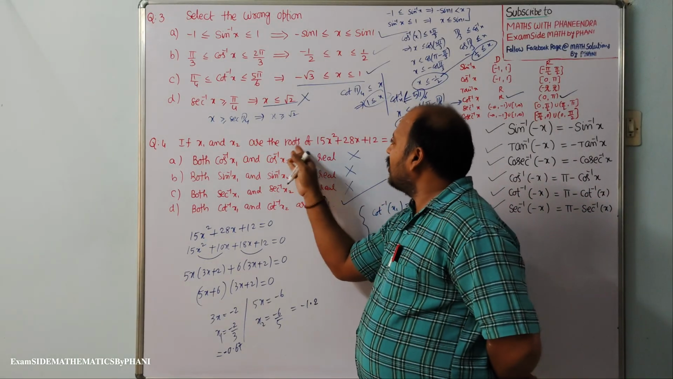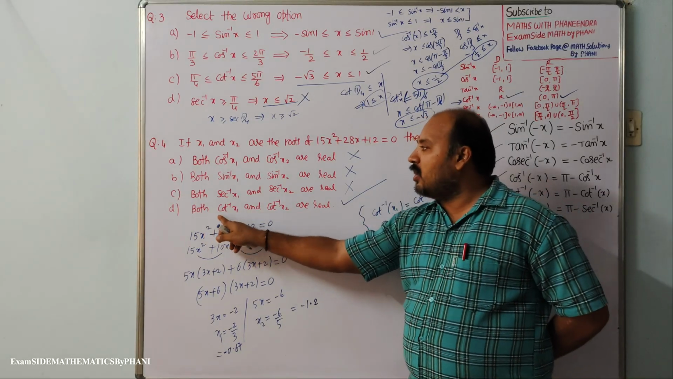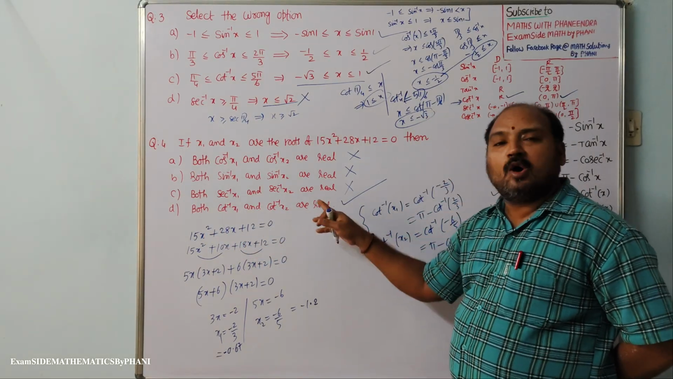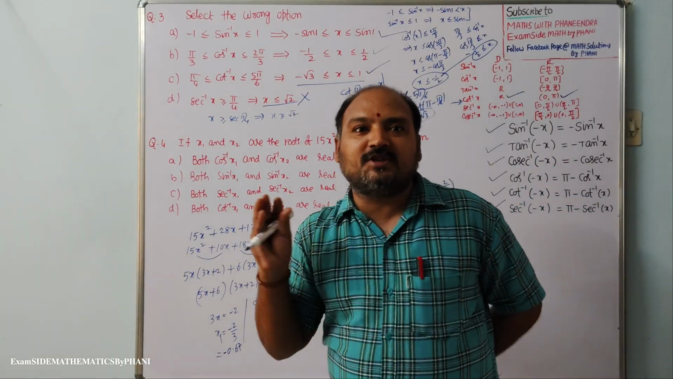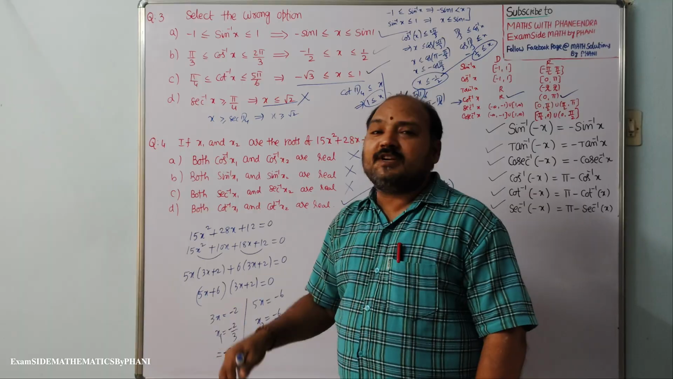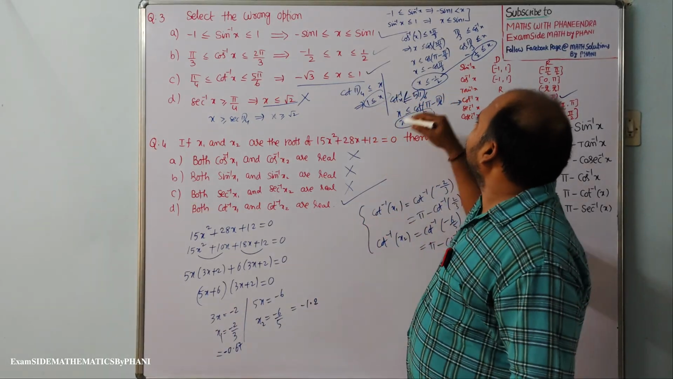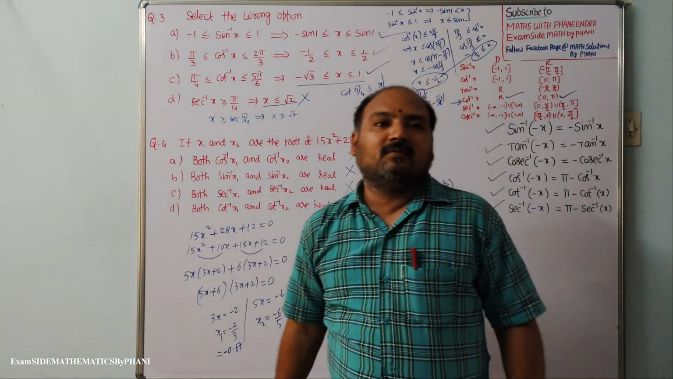So x1, x2 are the roots of this equation. Then both cot inverse x1 and cot inverse x2 are real and are also roots of this equation. Little twist questions, dear students, you can concentrate on this and you will get the answers. This is the way you can take it. Thank you.